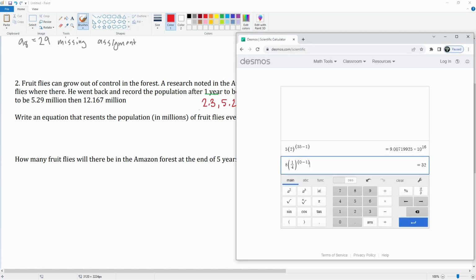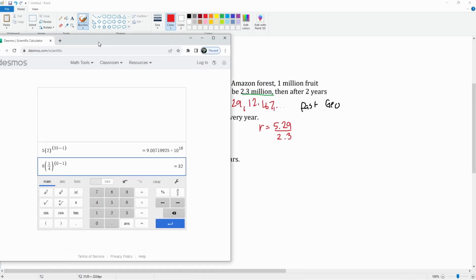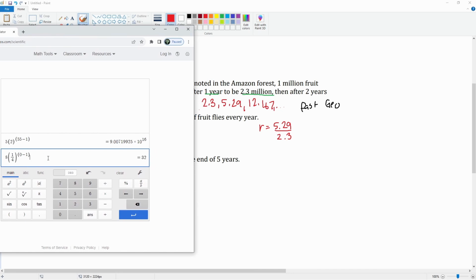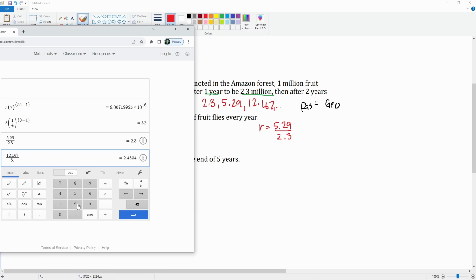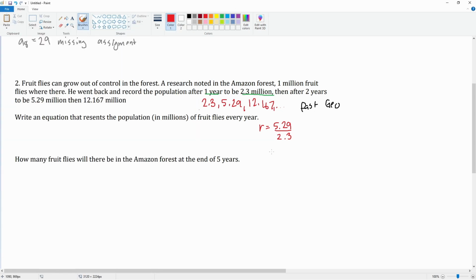You know what? How about I just show it to you on Desmos so you can see it. Okay, so watch. 5.29 divided by 2.3. And then the next one was 12.167 divided by 5.29. All right, there you go. So the first one was the second term divided by the first term. The other one is the third term divided by the second term. Notice it's all 2.3. So the common ratio is 2.3.